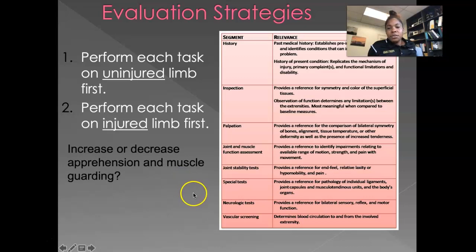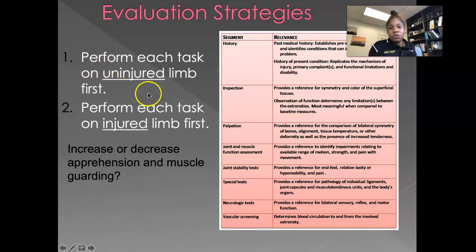All right. So increase or decrease apprehension and muscle guarding. So this question right here to you guys is, do you think if you start on the injured side first and you cause pain, do you think it would increase or decrease apprehension in our patients and cause muscle guarding? Right, you guys got it. Essentially, if we start with the injured limb first, it's going to cause an increase in apprehension, and more than likely they're going to guard, which means you may not get a good laxity assessment, or you may not be able to get a true feel when it comes to your special testing technique.